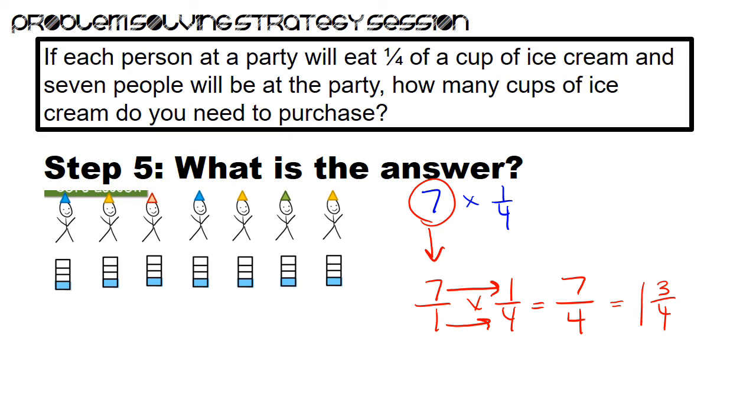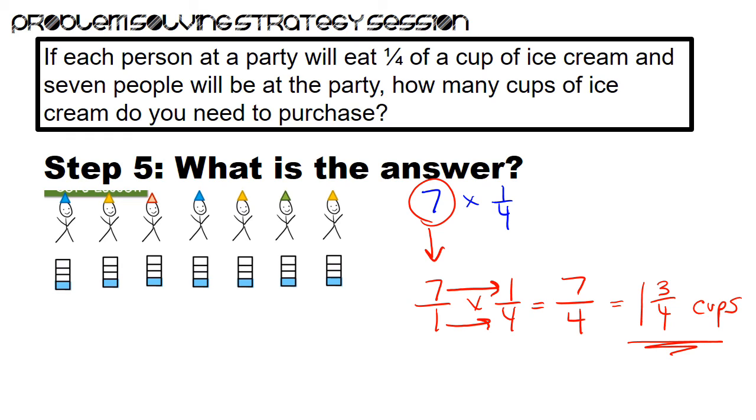And in the very beginning, we determined that the problem was asking how many cups of ice cream do we need to purchase. So we can say that we have 1 3/4 cups. And you might say, wow, I got my answer. That's it. You were so very close. Because in finding your answer, can you go to the store and buy 1 3/4 cups of ice cream?